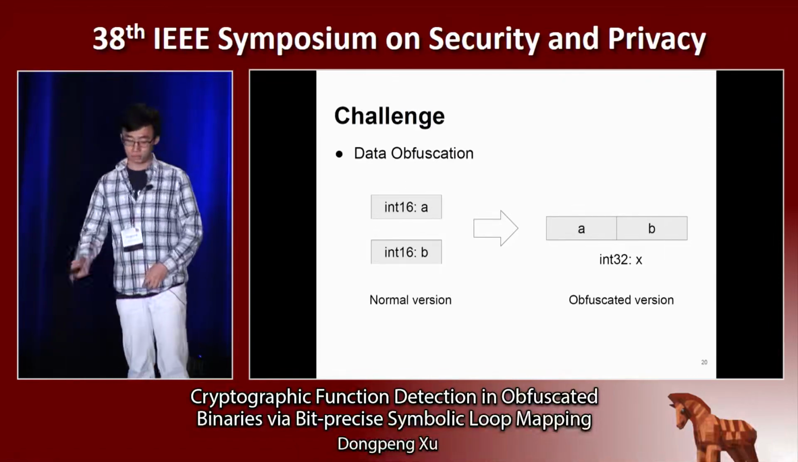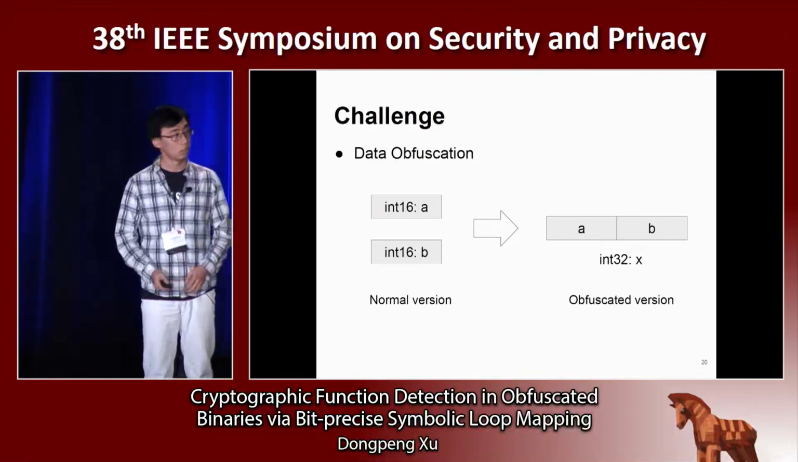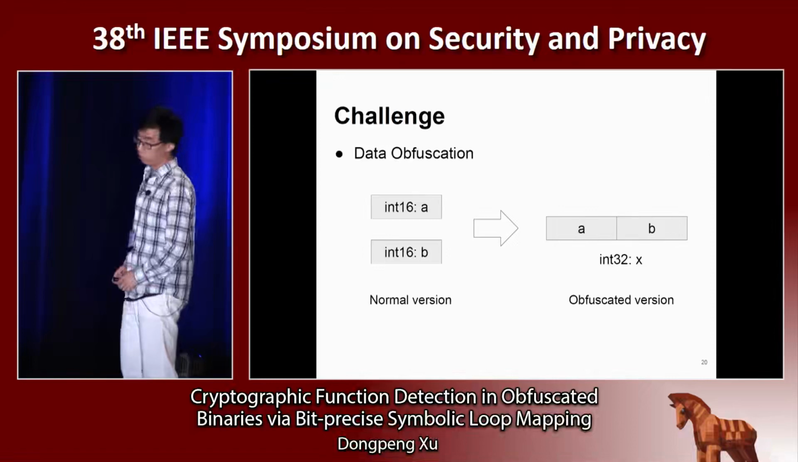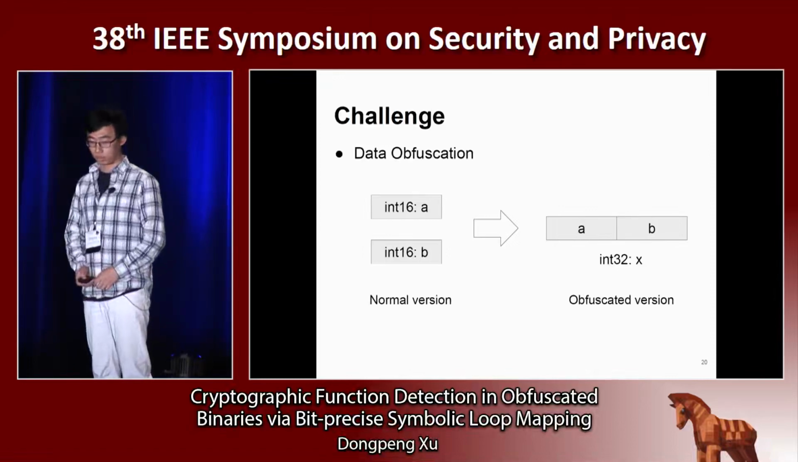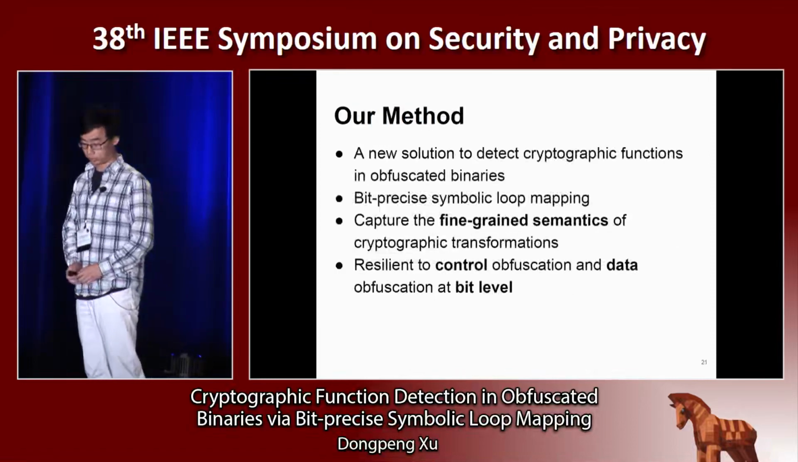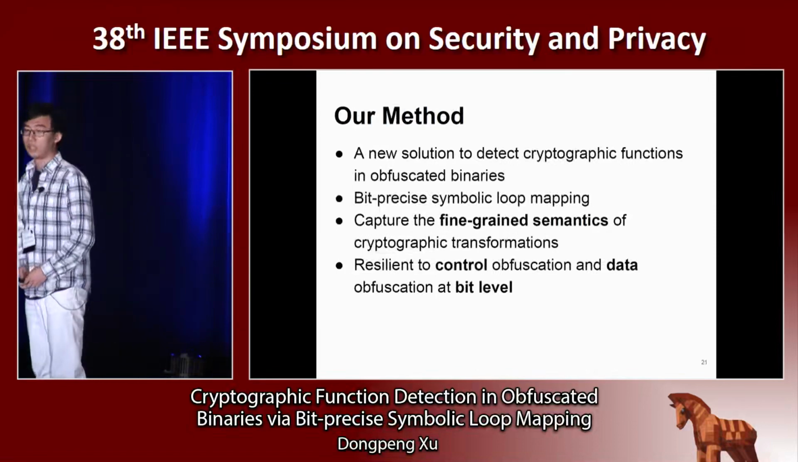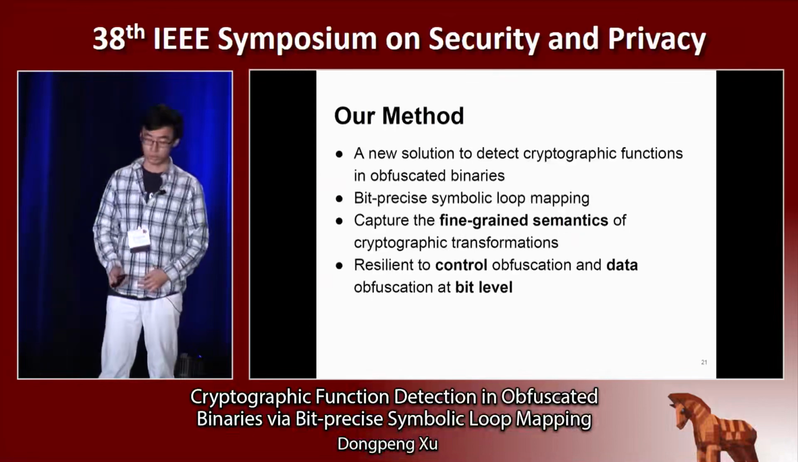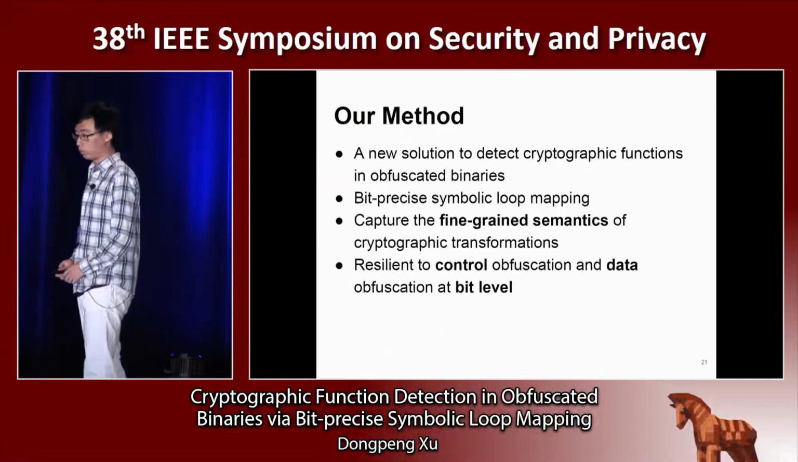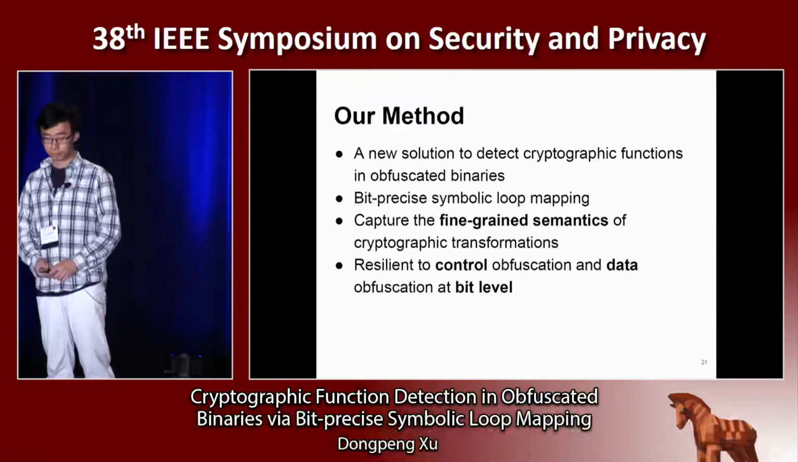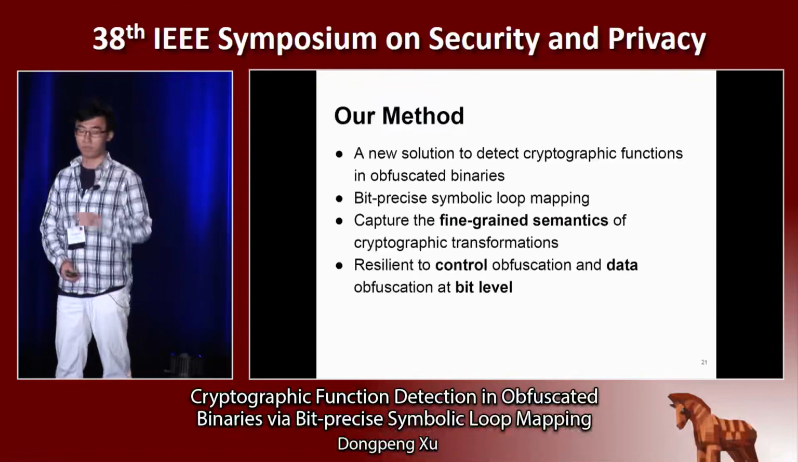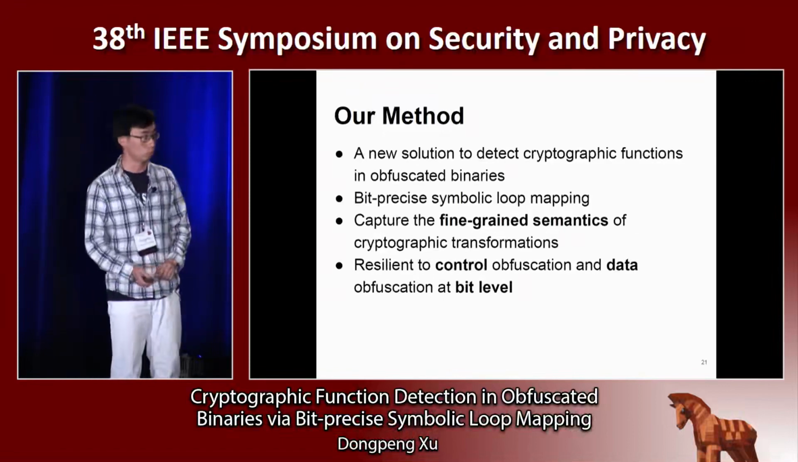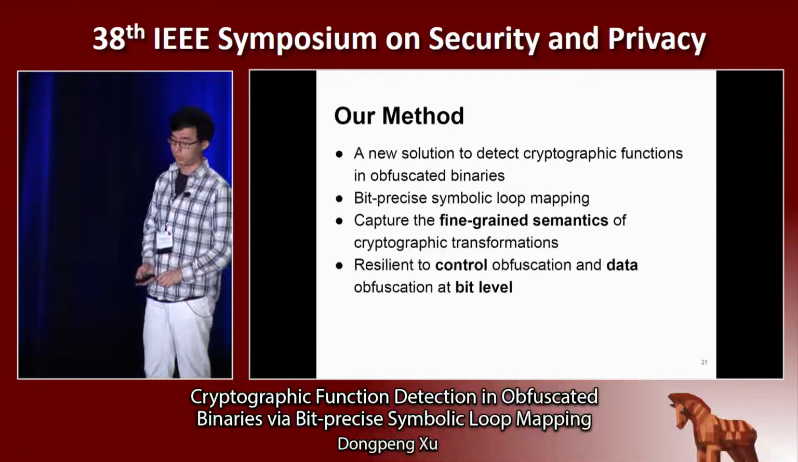So this data obfuscation also inspires us that we really need a more fine-grained method to identify crypto functions. So here we propose our method to overcome the limitations. First, it is a new solution to detect a crypto function. The technique is called bit-precise symbolic loop mapping. Our method can catch the fine-grained semantics of crypto transformations, and it is also resilient to control obfuscation and data obfuscation at bit level.